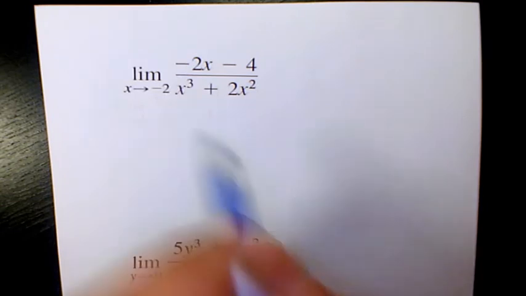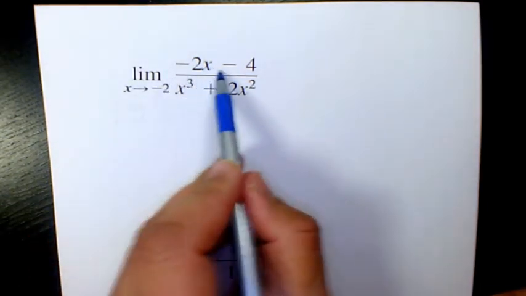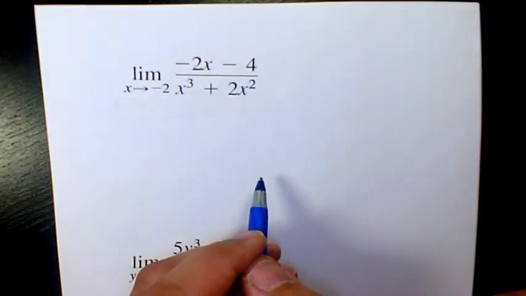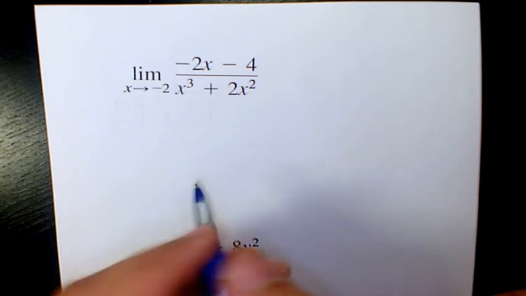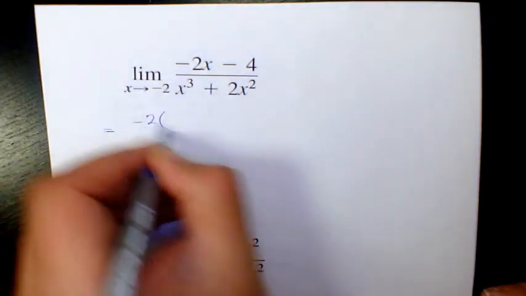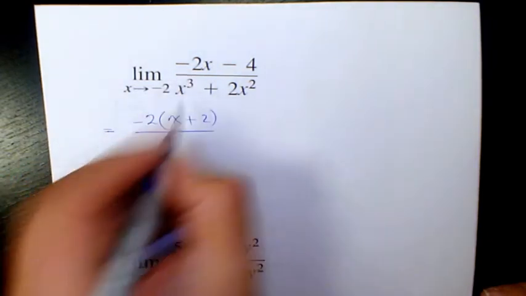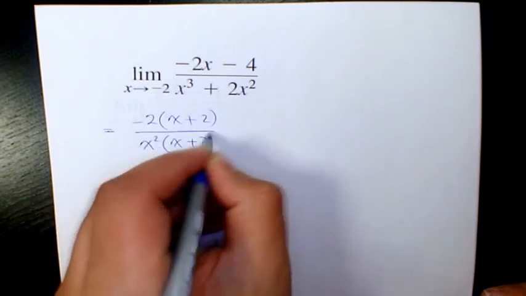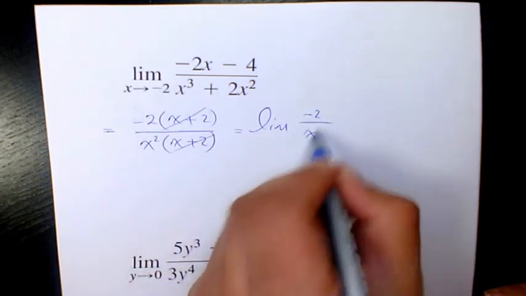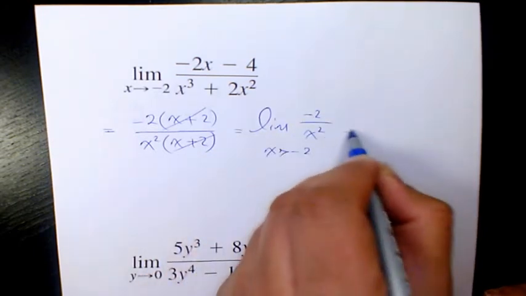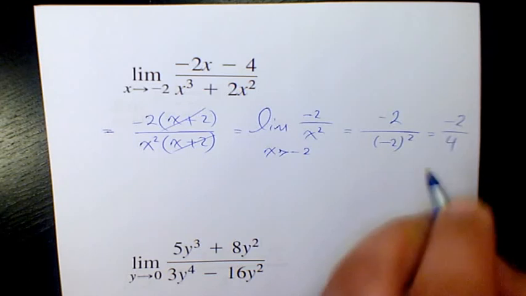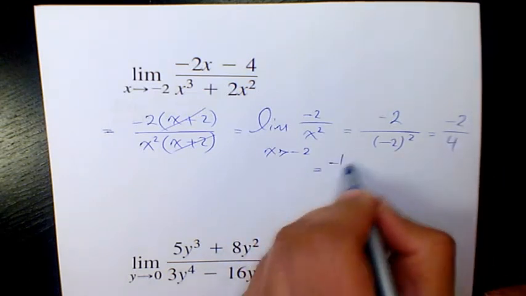Next one. Again, negative 2x minus 4 divided by x cubed plus 2x squared. When you sub it there, it's going to be 0 and 0. So what should we do? We need to factor it. I'm going to factor negative 2 from the numerator. It's going to be x plus 2. I'm going to factor x squared from the denominator. It's going to be x plus 2. These two cancel out. We have limit of negative 2 over x squared when x approaches negative 2. So it's going to be negative 2 divided by negative 2 squared, negative 2 divided by 4. When you reduce it, it's going to be negative 1 over 2.